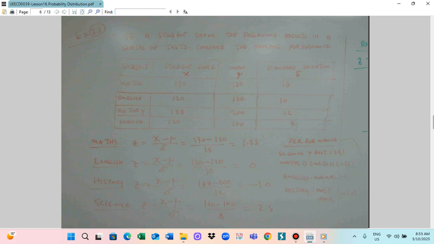You can order the comparison. So science is the highest one, followed by mathematics, then followed by English, and the last one is history. So the student got the best performance in science because the score is 2.5, and then mathematics is second best with 1.33. English is normal performance, 0, but history is the most poor performance because the score is minus 1.0.